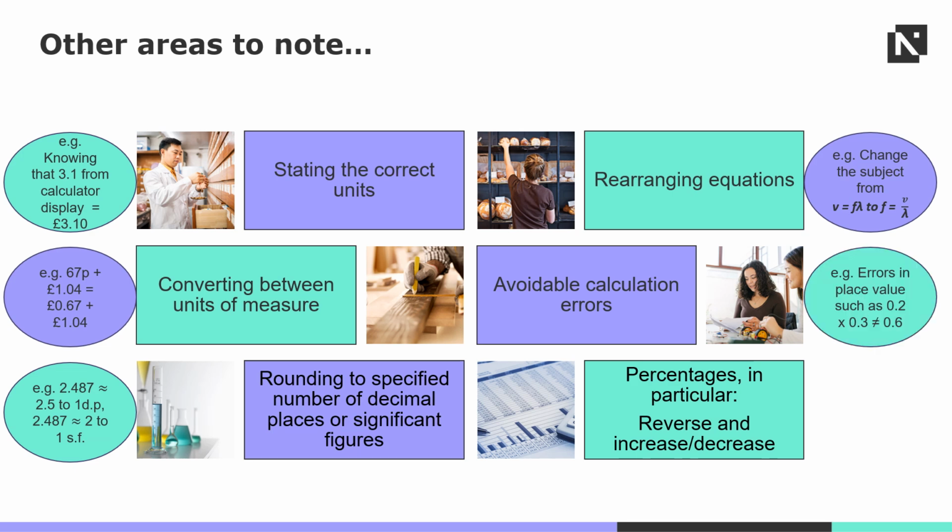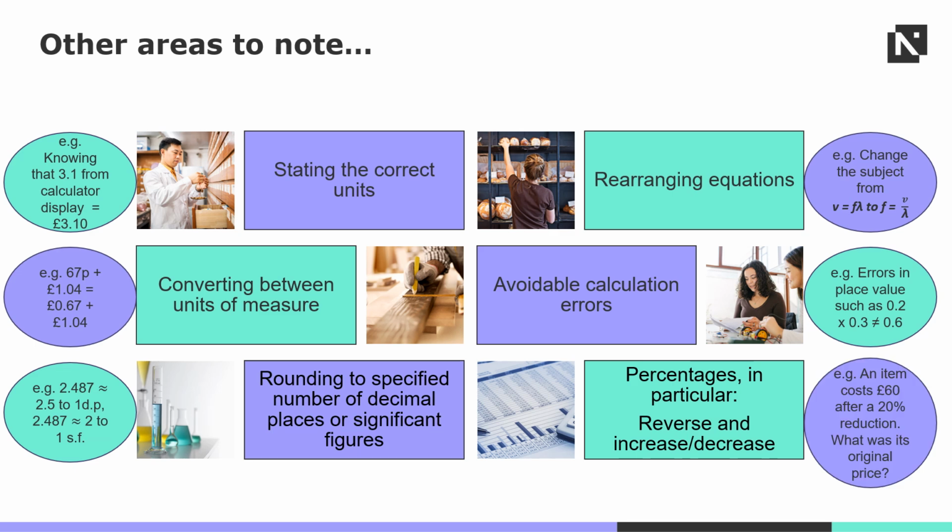Then avoidable calculation errors. So this could be something like typing the wrong numbers into a calculator, or it could be that students are making mistakes with their mental arithmetic. The example I've given here is, for example, 0.2 times 0.3 does not equal 0.6. It should be 0.06, but errors with place value are relatively common. So get your students to think about checking their answers on a calculator.